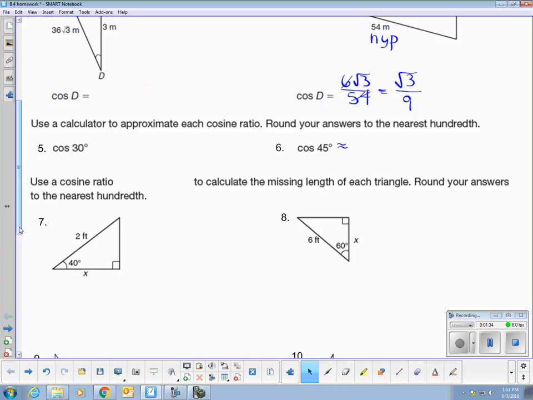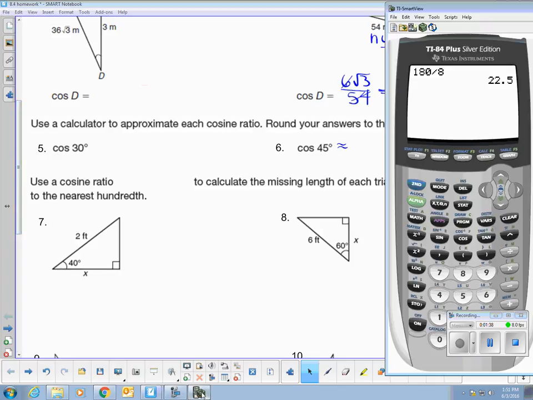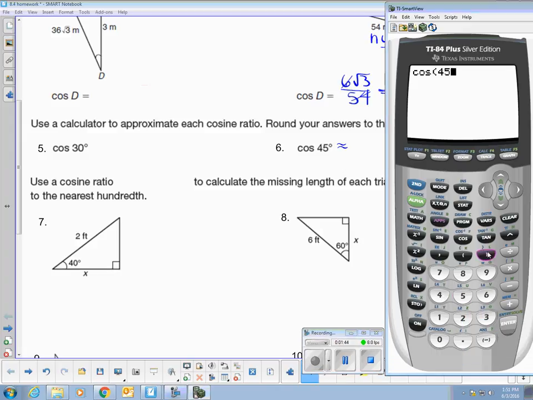To find the approximate ratio for the cosine of 45 degrees, I get about 0.71.